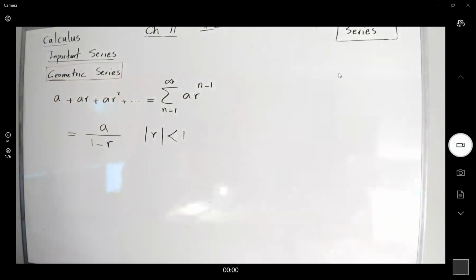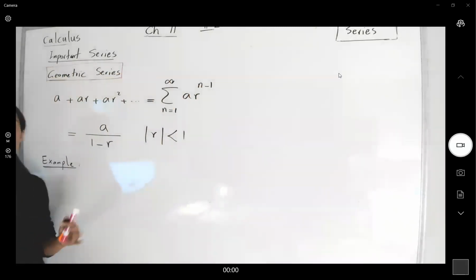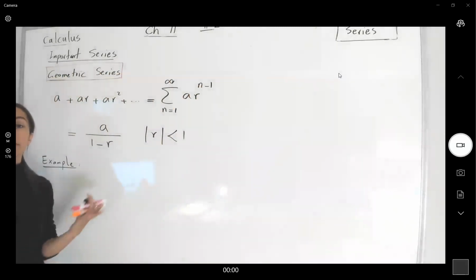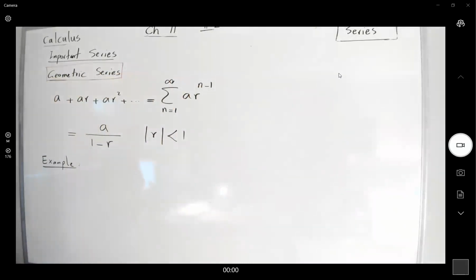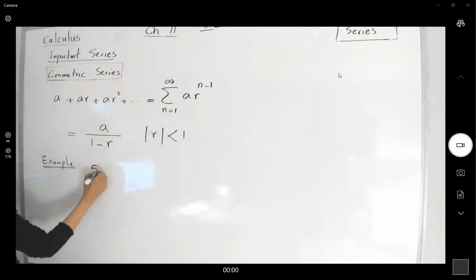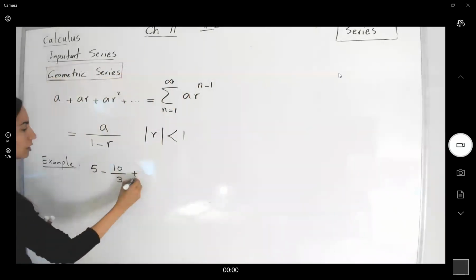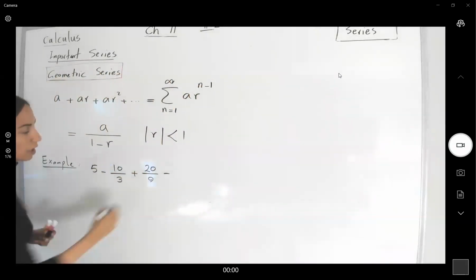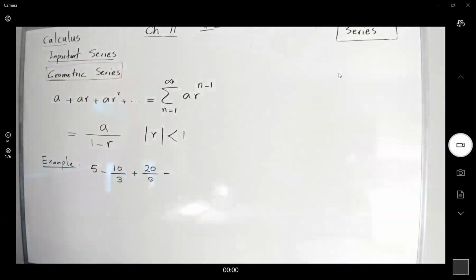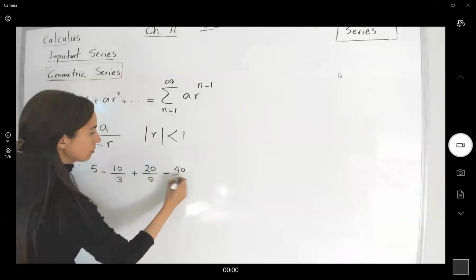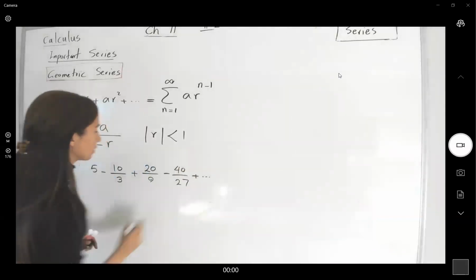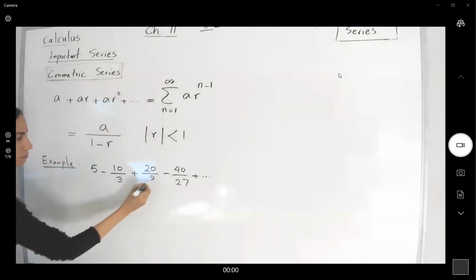For example, suppose the question says, check to see if the following series is convergent or divergent. We have 5 minus 10 over 3 plus 20 over 9 minus 40 over 27. What's the rest of the terms? Okay.